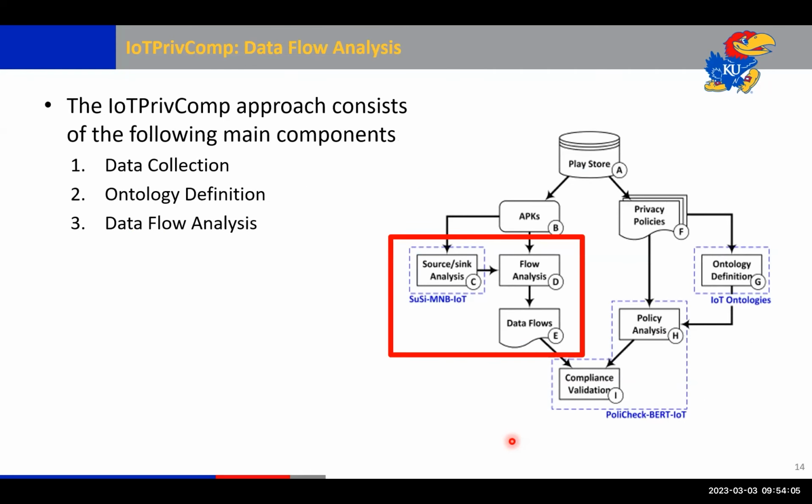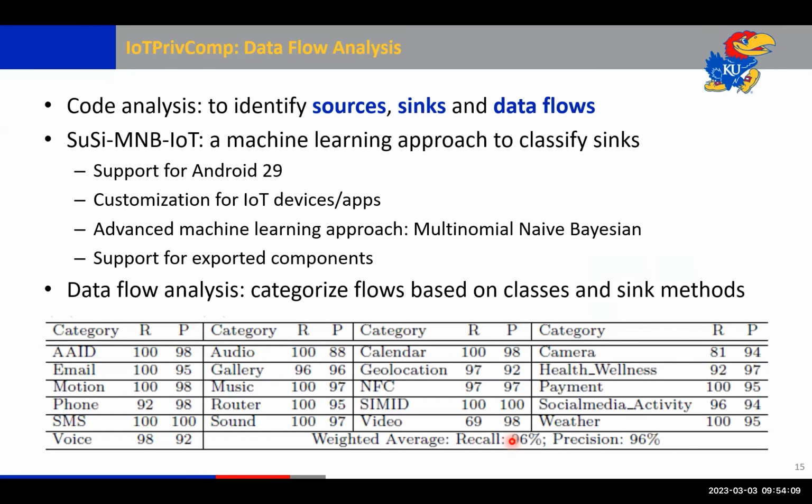Then comes the data flow analysis part, the part in which we analyzed the code. We use this component to identify sources of data, sinks of data, and data flows. A source of data is where data originates, then takes some flow and goes to the sink. Sinks leak the data. We prepared a machine learning approach to classify sinks. We added support for Android 29 API.